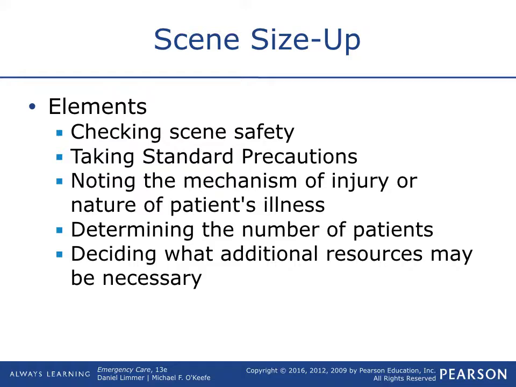So first, you check for scene safety and standard precautions. You want to know the mechanism of injury absolutely right away. Head-on collision, that's huge. Determine the number of patients, and then what resources you need on that basis. If it's a head-on collision with 3 patients, right there you need 2 ambulances minimum, but you actually need 4 or 5 EMTs. So you've got to know your resources and what you have.